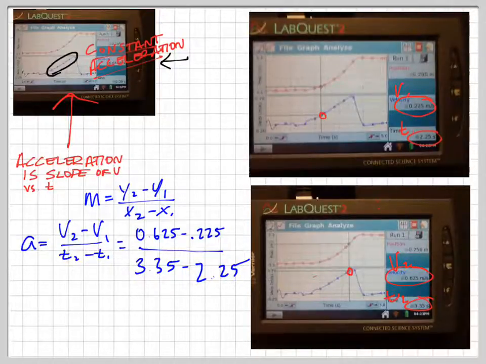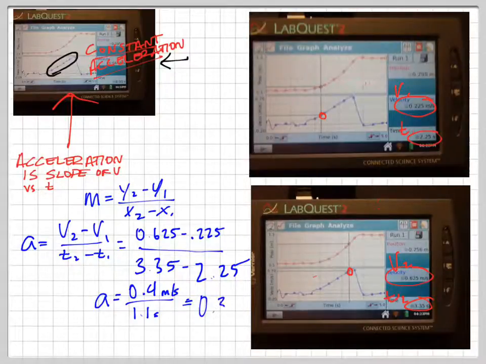So we do a little calculator stuff, and we get 0.4 meters per second, because we just subtracted velocities, divided by 1.1 seconds. That leaves me with an acceleration of 0.36 meters per second squared. That's how I get the acceleration for one run. Tap those 2 points, get those values, calculate it out. You should have all that information down. You're going to do that 4 times.